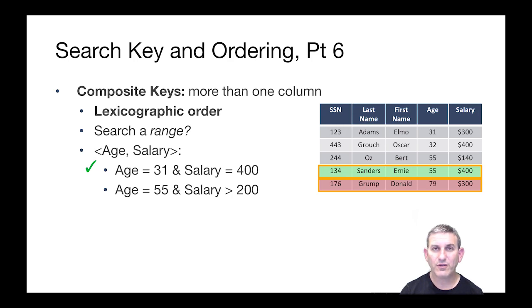So again, doing a greater than or equal to search, we start with Ernie Sanders here, whose age equals 55, salary equals 400, and he matches. And we look at the next tuple bigger, so we're scanning the range, and this is Donald Grump, and he's age 79, and that's too large, so we're off the end of the range. Again here, though, we looked at a contiguous set of rows in the table. Ernie Sanders is right next to Donald Grump, and we had to look at least one thing outside the range to establish that we were done looking.